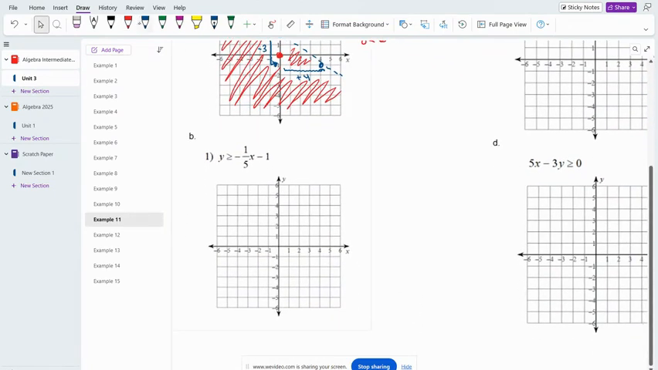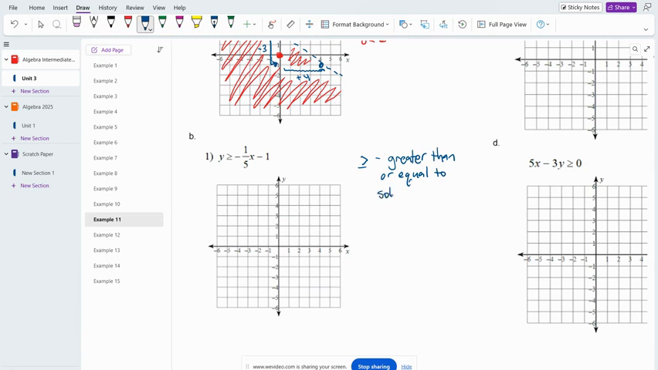I identify the inequality. This time it's facing the other direction. It's facing to the left. It does not look like a sideways L, so this is going to be greater than. It has the equal sign underneath it, or equal to. So it has that line underneath it, so that's or equal to. This is going to be a solid line.